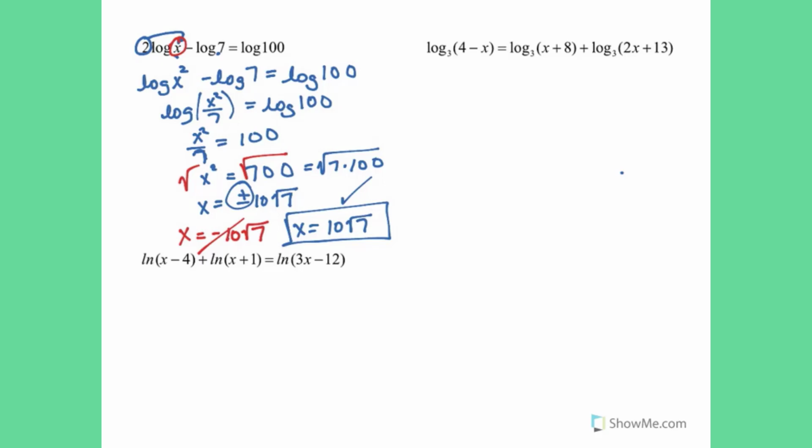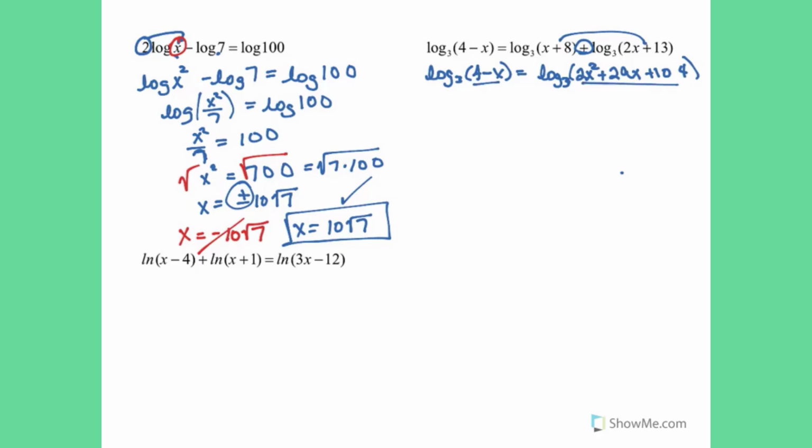All right, so this one is kind of written a little backwards, but that's okay. We have log base 3 of 4 minus x. We have a plus sign, which means I can multiply those two expressions. So let's see, that's going to be 2x squared. 13x plus 16x is 29x. Wow. And then 8 times 13. So let's see, 8 times 3 is 24. It's 104. Ooh, some big numbers.